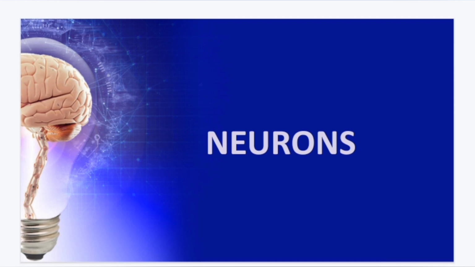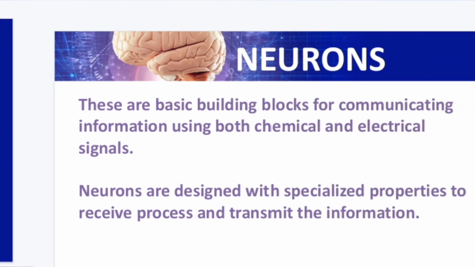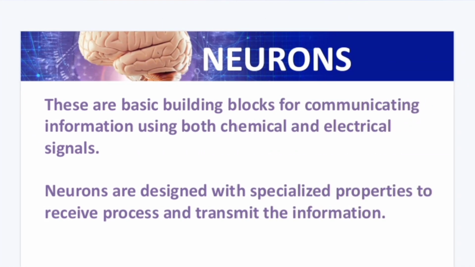Today we are going to talk about the neurons, their anatomical structure and their classification. So, coming to neurons, these are the basic building blocks for communicating information using both chemical and electrical signals. And the neurons are designed with specialized properties to receive, process and transmit the information. As we all know, the neurons are the structural and functional unit that make up the nervous system.